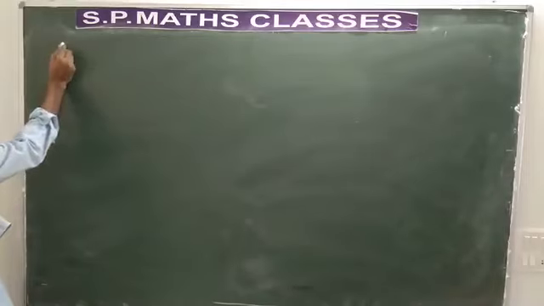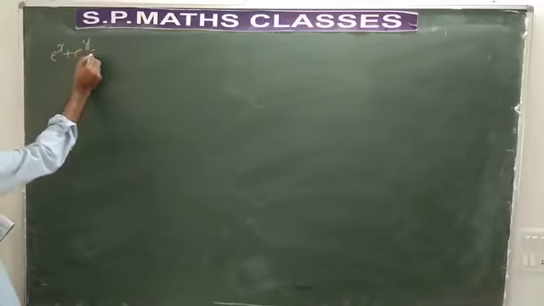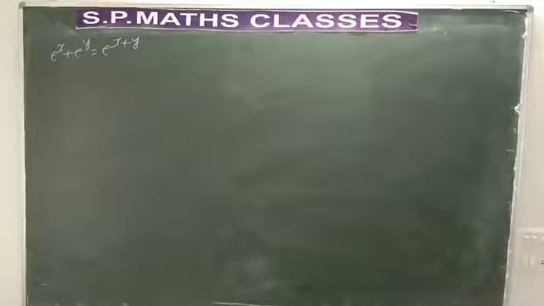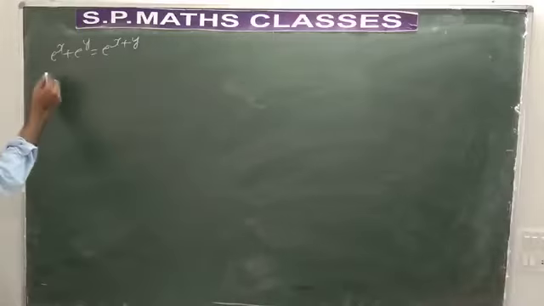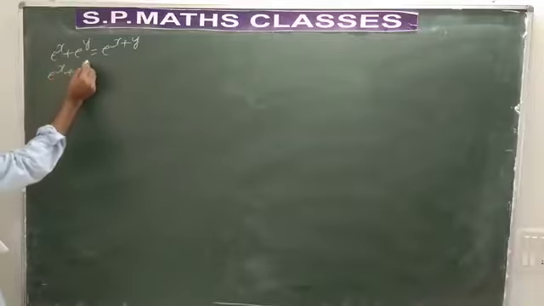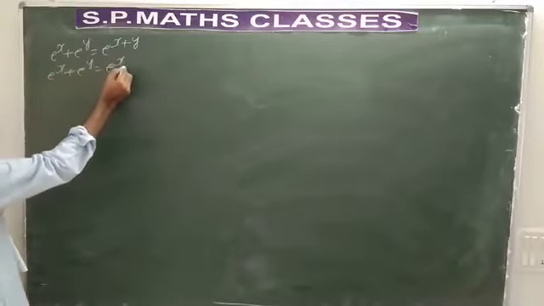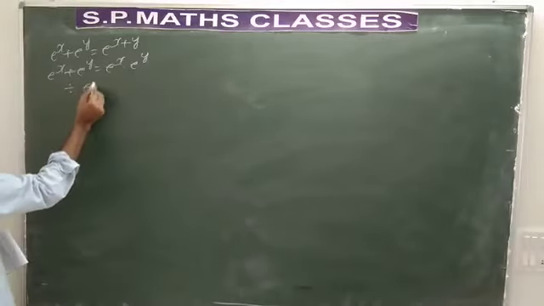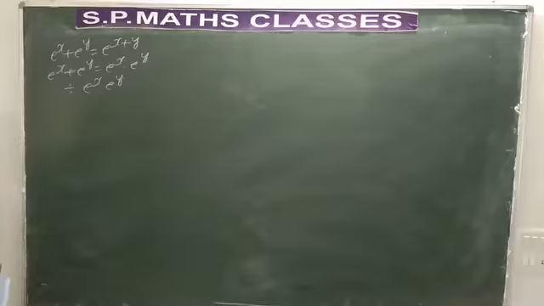Given e power x plus e power y is equal to e power x plus y. Find dy by dx. Very simple. Let us write e power x plus e power y is equal to e power x into e power y, since e power x plus y can be written as e power x into e power y. Dividing throughout by e power x into e power y.